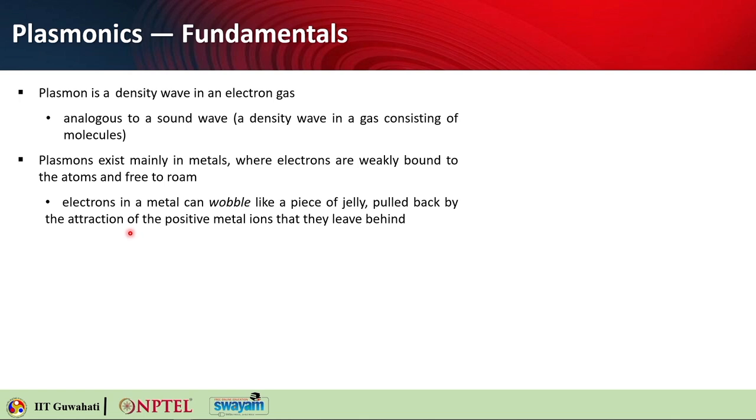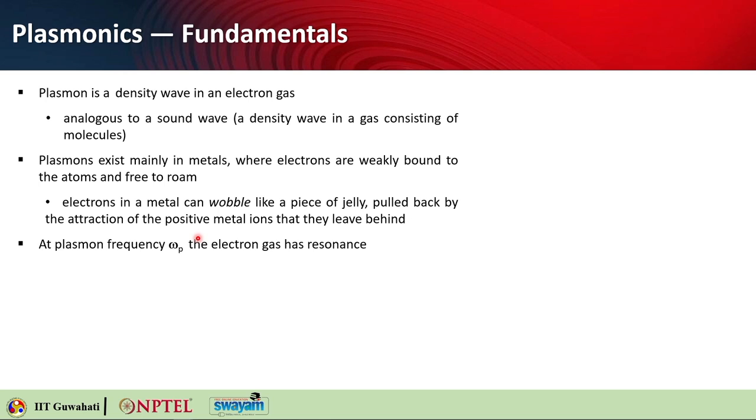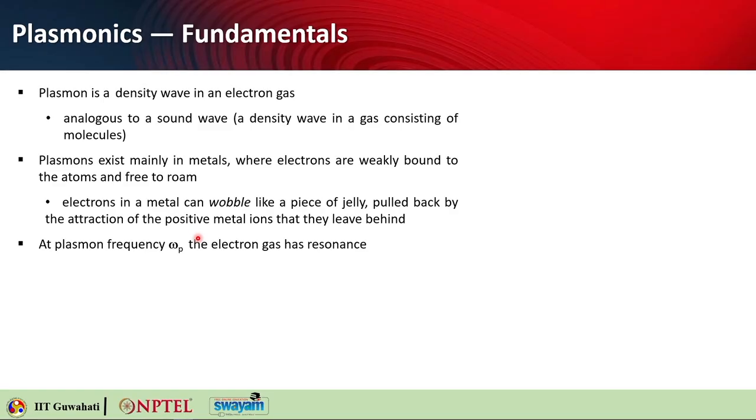The electrons in a metal can actually wobble like a piece of jelly. They are pulled back by the attraction of the positive metal ions, so when the electrons move up, they leave the positive metal ions behind, and that attraction pulls them back. That is how the wobbling of the electron cloud takes place. When all the electrons oscillate at the same frequency, we call that the plasmon frequency omega p, and that is the case where the electron gas has resonance. When we say resonance, it is basically billions of electrons oscillating in sync. We can also define plasmons as a collective wave of these billions of electrons oscillating in sync.